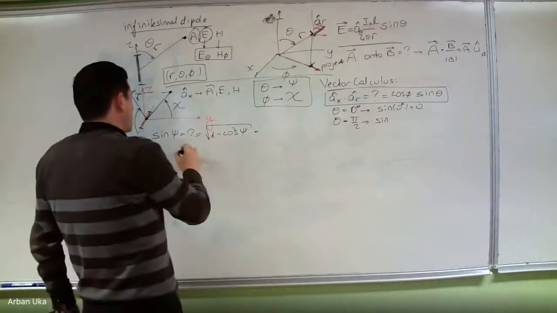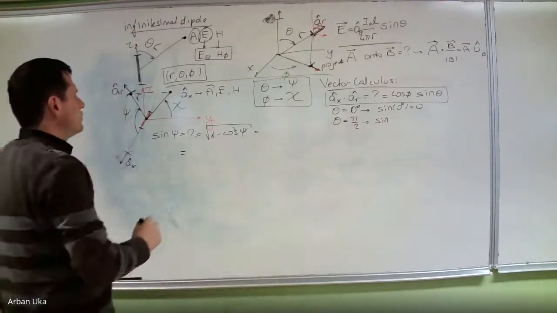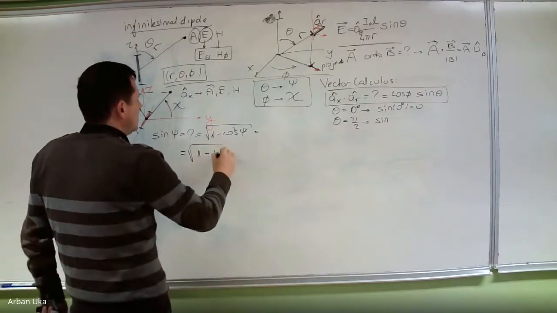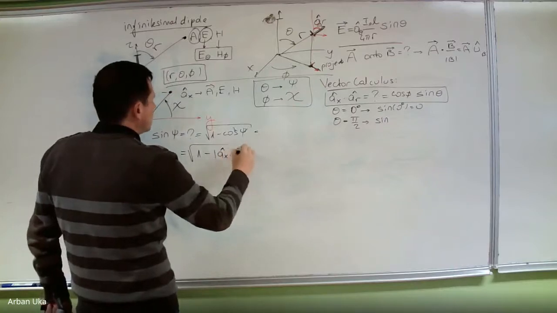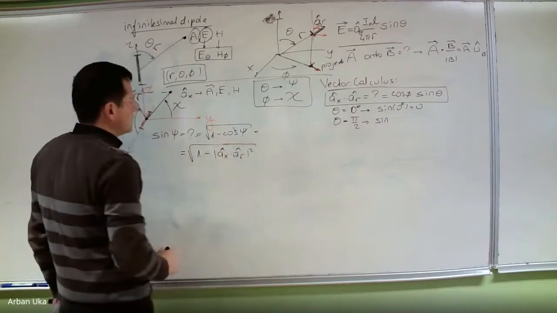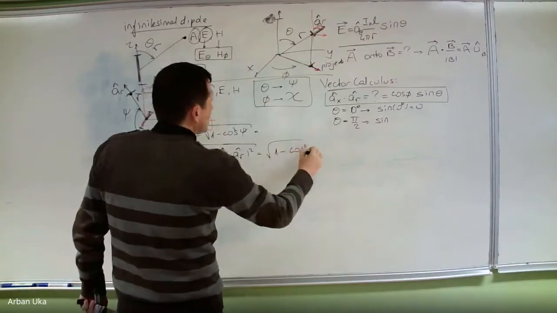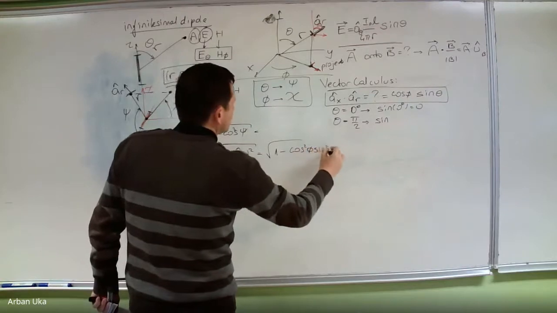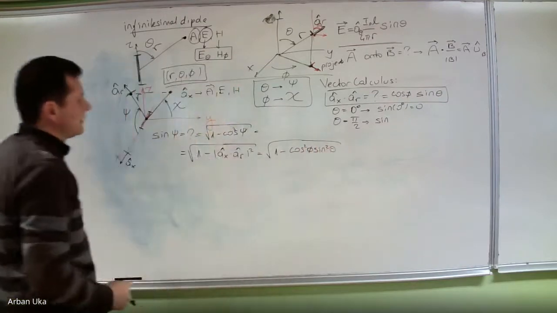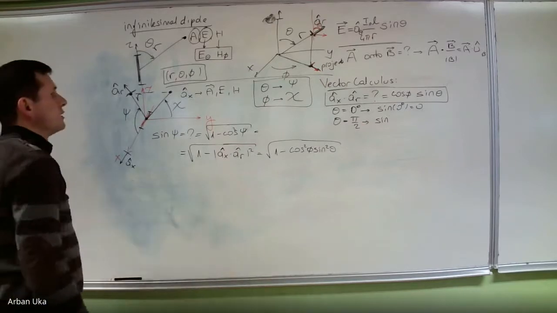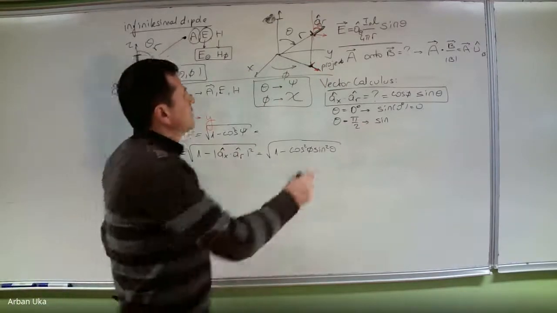Then sine phi is going to be equal to the square root of 1 minus (ax dot ar) squared. And this is equal to the square root of 1 minus cosine squared phi sine squared theta. This is the sine phi. Okay, then if this is the case, can someone look in the book and tell me the exact expression for this electric field?